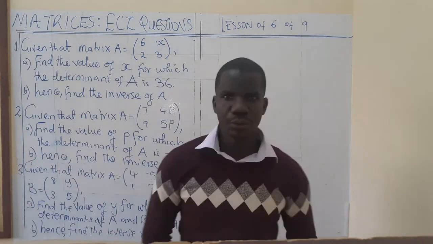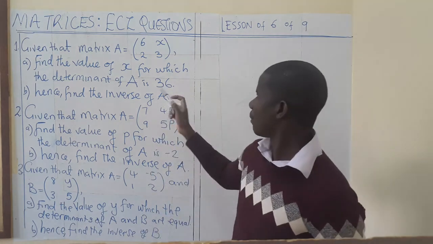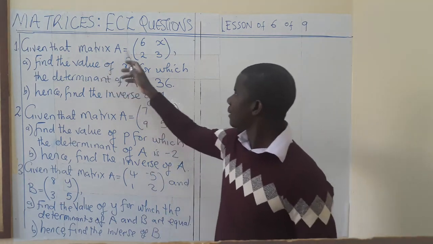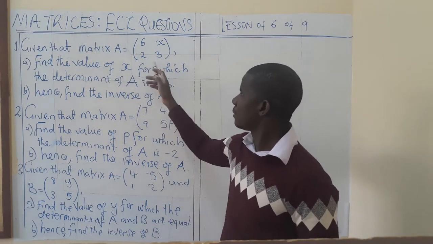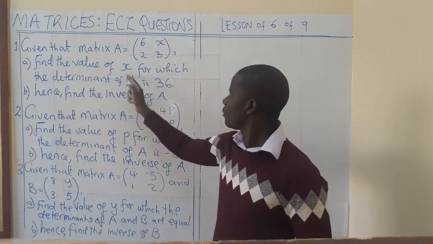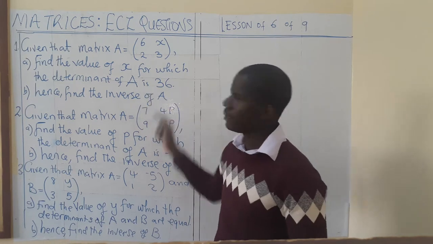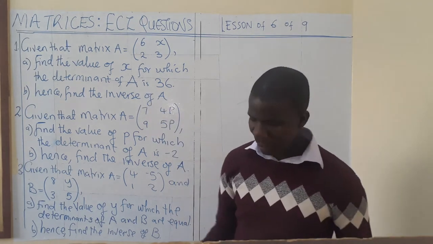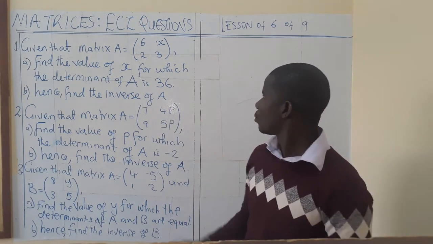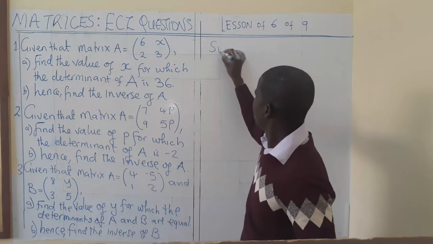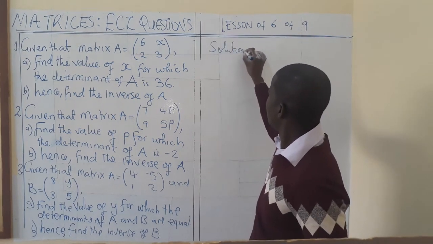What are we supposed to do? Let's look at the first one. Given that matrix A is given by this, find the value of x for which the determinant of A is 36. So what are we supposed to do here?